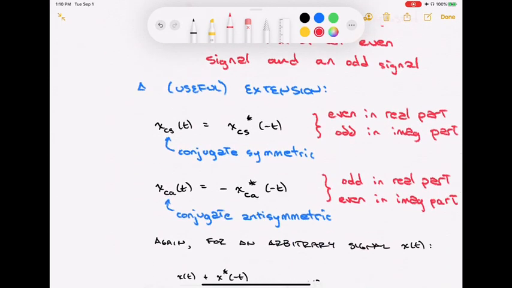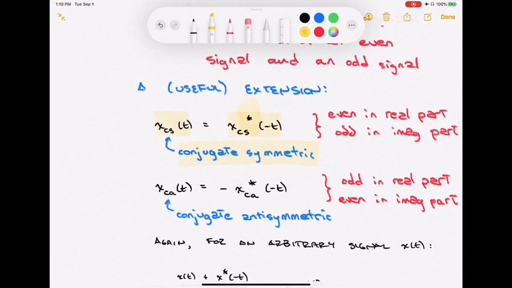A useful extension of this, and probably one that would be more relevant to this class, is one that is set up a little bit more intentionally for complex signals or signals that might be complex. And so we're going to introduce this idea of a conjugate symmetric signal. A conjugate symmetric signal is one where the signal is equal to the conjugate of its own reflection. It looks a bit like our even definition, but I've just got that conjugation in there as well.